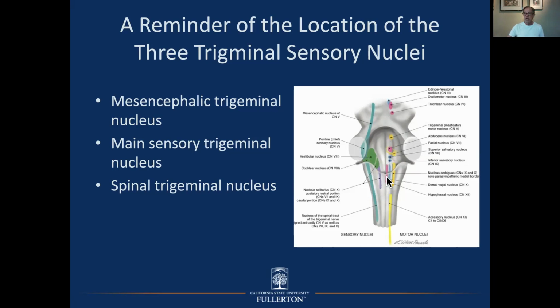Here are other nuclei that we have looked at and we'll look at again, but right now we're just looking at this one. Notice it's pretty long. It goes the length of the midbrain, pons, and medulla. And you know now the functions of the three parts: mesencephalic, associated with kinesthesia and proprioception; main sensory trigeminal nucleus with fine touch; and spinal trigeminal nucleus associated with pain and temperature sensation. All right. Make sure I'm going to the right slide.